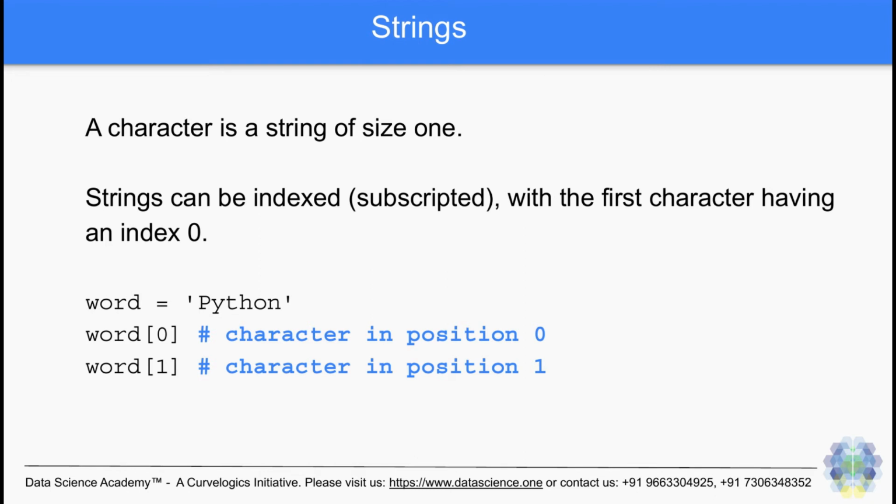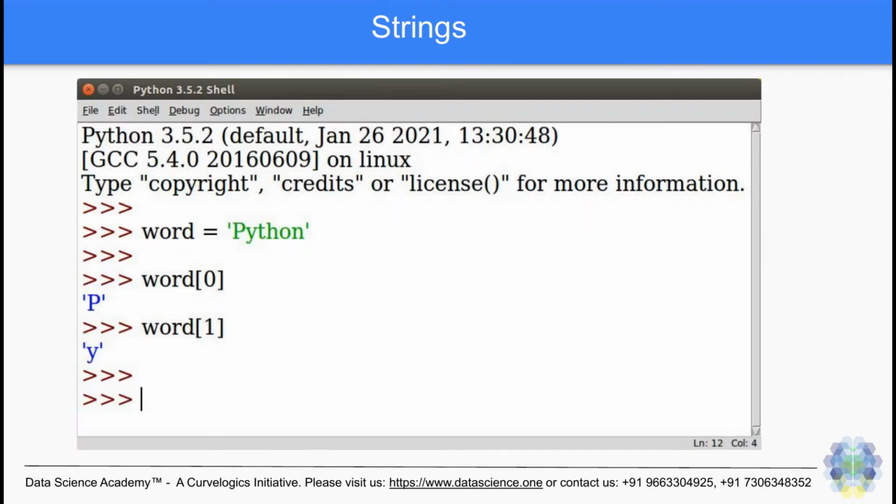Here, we will learn about indexing strings. To start with, a character is a string of size 1. Strings can be indexed, that is, subscripted, with the first character having an index value of 0. Let us assign the string Python to a variable called word. word[0], that is, 0 enclosed within square brackets, will output the first character, in this case, P, which is at position 0. The output of word[1] will be y, which is at position 1. What will be the output of word[3]?